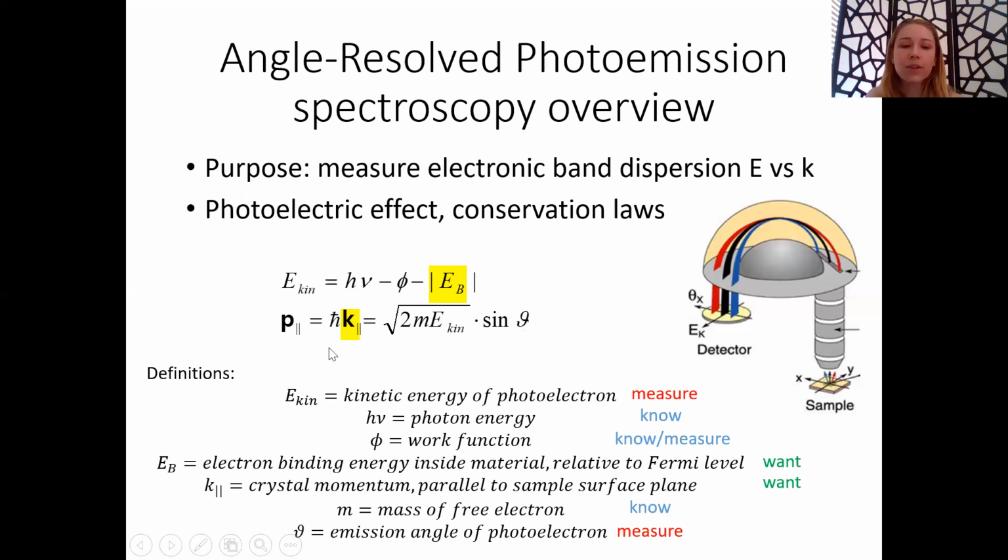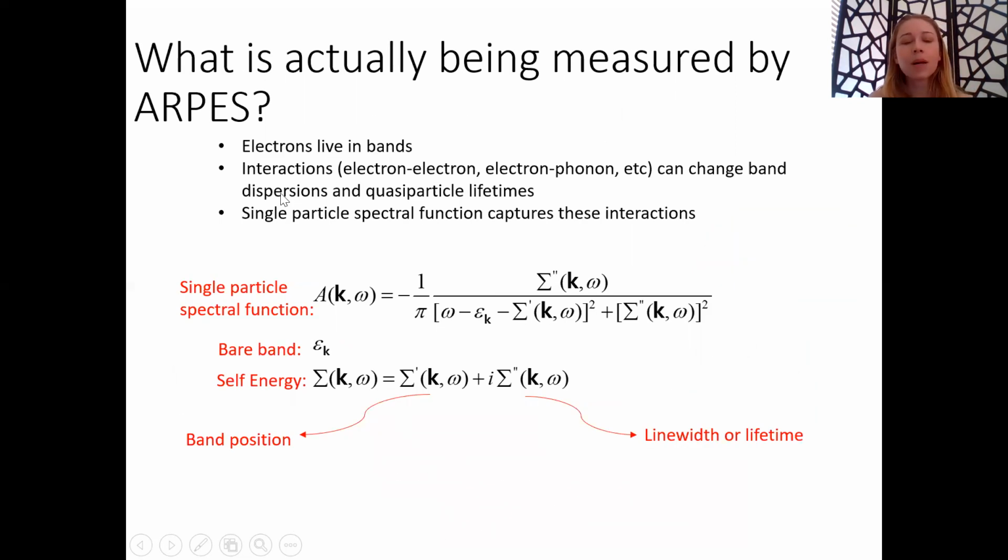And then the other equation is the conservation law for momentum. So the crystal momentum is related to the measured quantity of the emission angle via the square root of 2 times the free electron mass times the kinetic energy of the electrons. All right, so these two simple equations basically govern what we measure and what we want. We want energy versus momentum. We want dispersion relations. So what is actually being measured by ARPES is a little bit more complicated. I shouldn't say complicated, I should say a little bit more information rich.